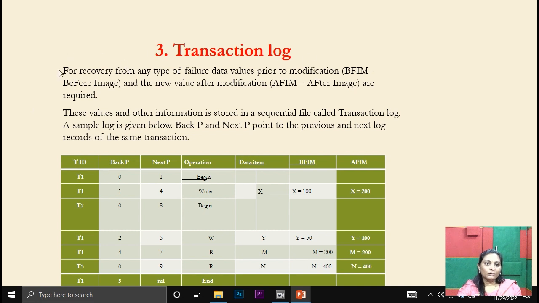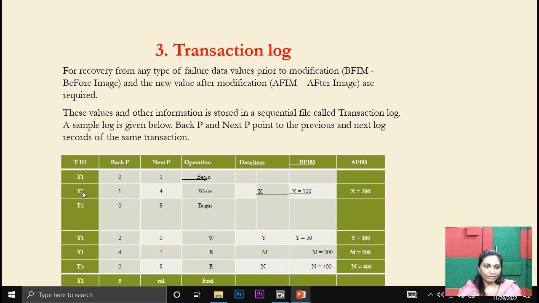In the transaction log, what will be here? The transaction ID, then back P and next P, which point to the previous and next log. Then the operations and the data item, which has a before image and an after image. Before image means the data before the transaction, x having the value 100, and after the transaction x having the value 200, which is written to the database.